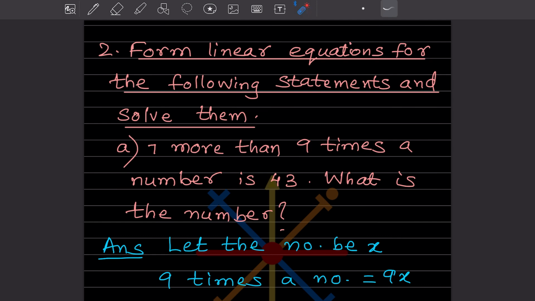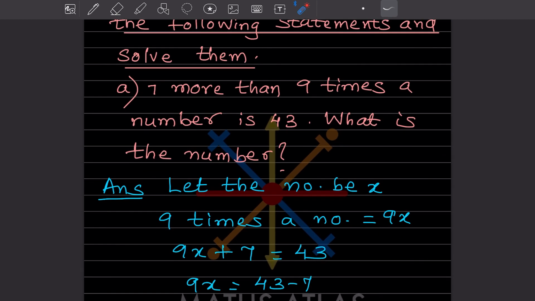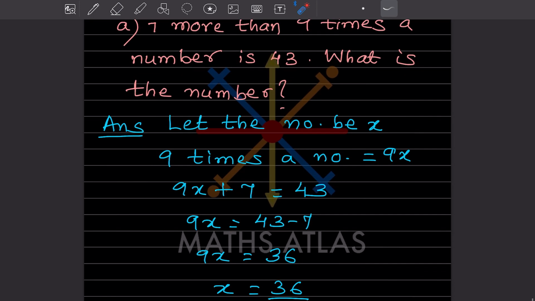This one, they said 7 more than 9 times the number is 43. What is the number? So we don't know the number. So what will we write here? Let the number be x. And then they said 9 times a number. 9 times a number means it is going to be 9x. Yeah, times means multiplication. So now look at the complete sentence. 7 more than 9 times a number means 9 times a number, more means you are going to add, is 43. Is means is equal to 43.